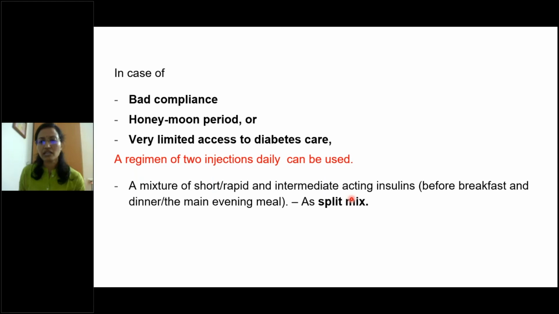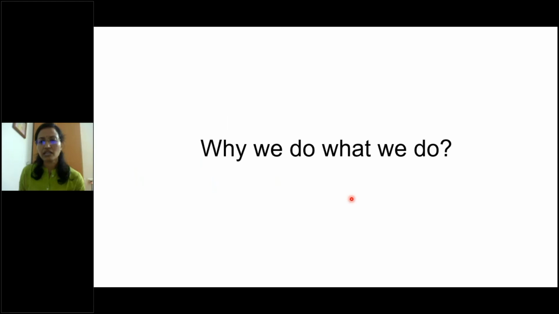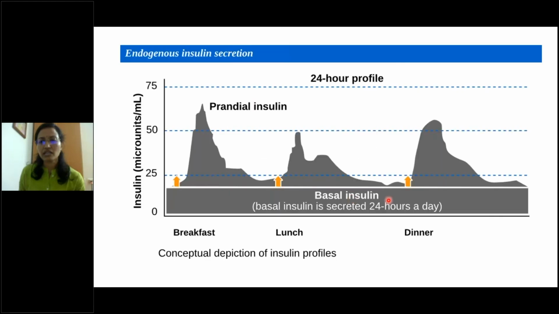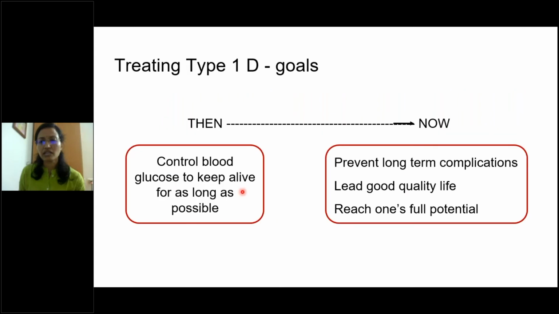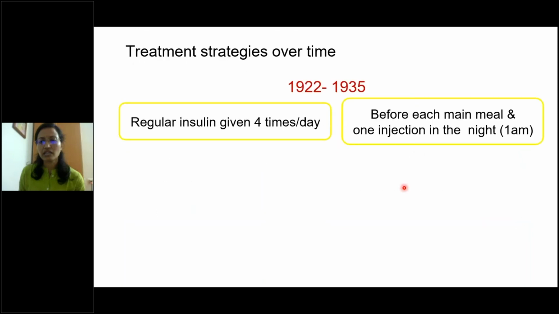So look at this endogenous insulin secretion. It depends on the number of times you eat. So if you want to take care of a type 1 diabetes child and give them a long and full life without any complications, you'd like to think like the pancreas and act like the pancreas. So if your pancreas is acting like this, then of course we need to act like this to get good glycemic control. Type 1 diabetes treatment goals have changed a lot since 1922 when insulin was discovered, from controlling blood glucose to keep the person alive, to maintaining a good quality life and preventing long-term complications.